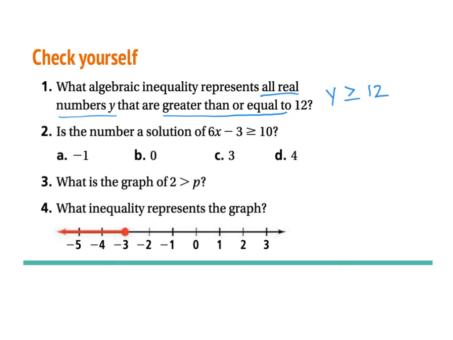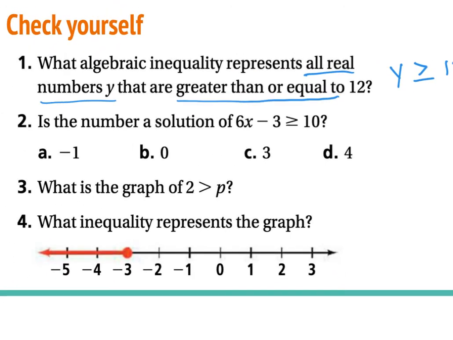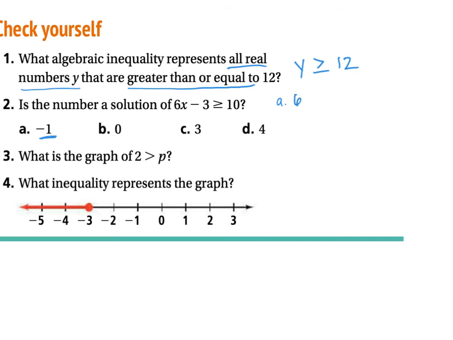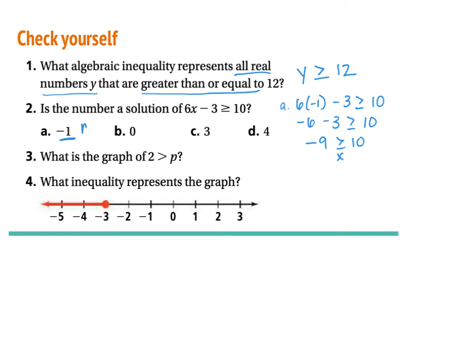All right, is the number a solution of 6x minus 3 greater than or equal to 10? Well, all we have to do is plug in. So let's try A. So this is going to be 6 times -1 minus 3 is greater than or equal to 10. So for A, we get 6 times -1 is -6 minus 3, so this becomes -9 is greater than or equal to 10. This is no. So A is not a solution.